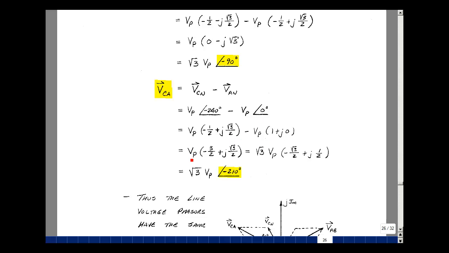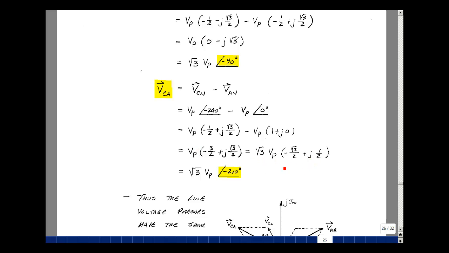Pull out a common V sub P in the subtraction, and then I've got minus 1/2 minus 1, which would be minus 2 over 2, so minus 3/2, and then I've got just this term minus 0, so it's going to be the square root of 3 over 2. So let's pull out, again, a square root of 3 here, and what I've got left over would be a square root of 3 over 2, and then pull that square root of 3 out over here. I'm left with a 1/2.